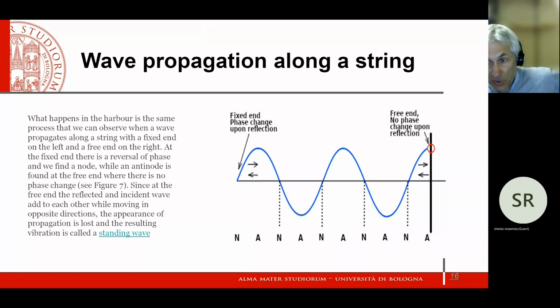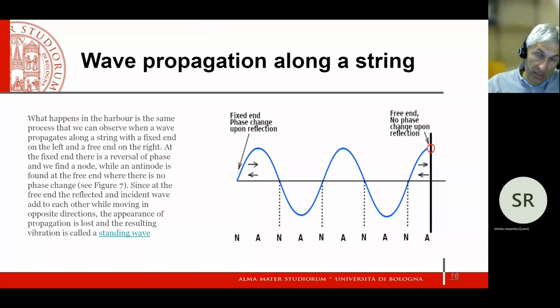Now, you see again another example. So propagation of a wave along a string with a fixed end and a free end. Again, this is the same figure, which also shows the position of the nodes and antinodes. You can simulate this situation if you take a string and you fix the free end to a ring which is free to move along a vertical pole.